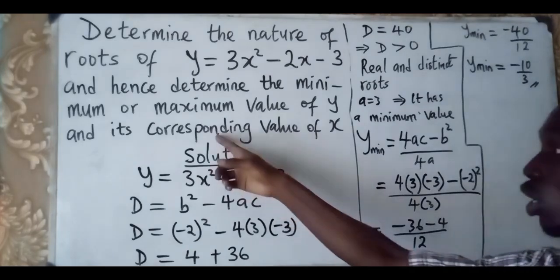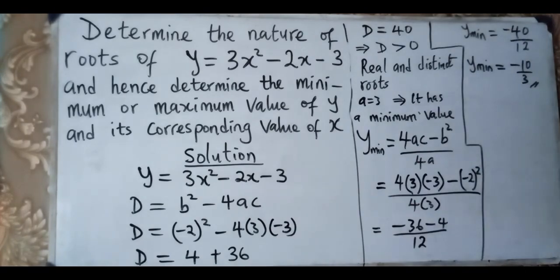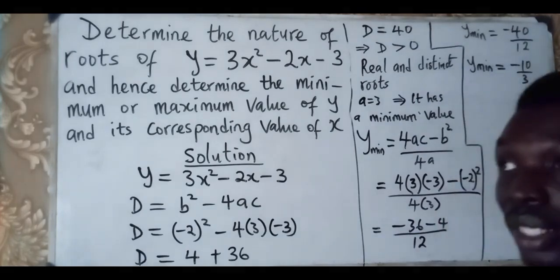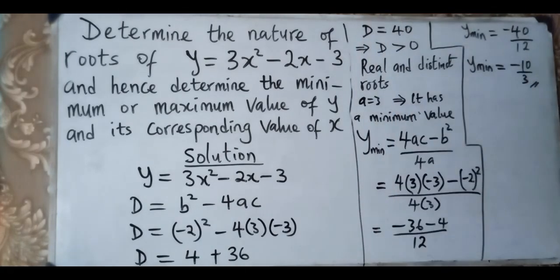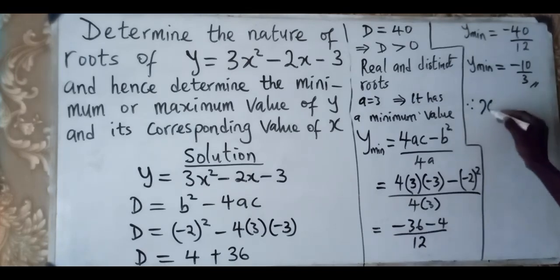Now finally, let's find the corresponding value of x for which y is minimum. And I said that happens at the line of symmetry. y is minimum at the line of symmetry on the curve. And so the corresponding value of x is at the equation of symmetry, which is x equals minus b over 2a.